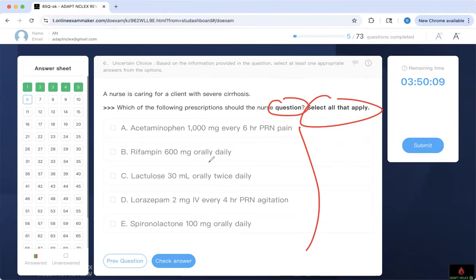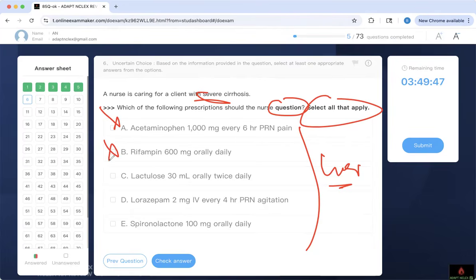The question is which the nurse should question, that means something is wrong. The patient has cirrhosis. You say, oh, cirrhosis, liver problem. That means I should not give anything that affects the liver. But if there's a medication that can be used to treat cirrhosis, I will not pick it. Right? So acetaminophen is broken down by the liver. It's not good.